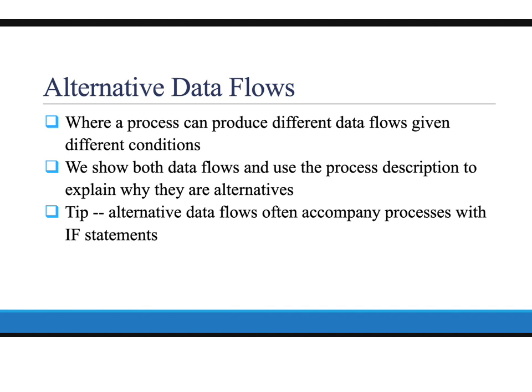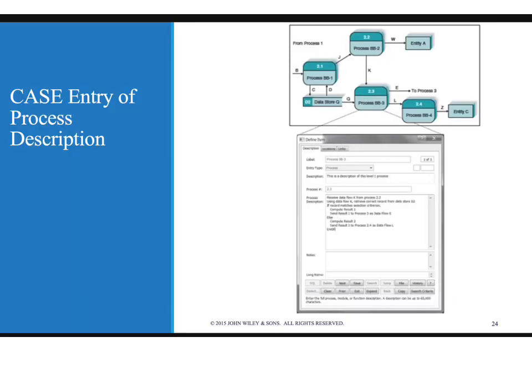So what if that does not happen? If for instance a user enters a wrong username and password, there should be an error. It will trigger an error that will tell you what to do next. That is what we call an alternate path. So we show both data flows and use the process description to explain why there are alternates. And these alternative data flows are often accompanied with if statements. So this is a case entry of a process description. Like when you have a data flow diagram, you can see where it is represented in a use case.